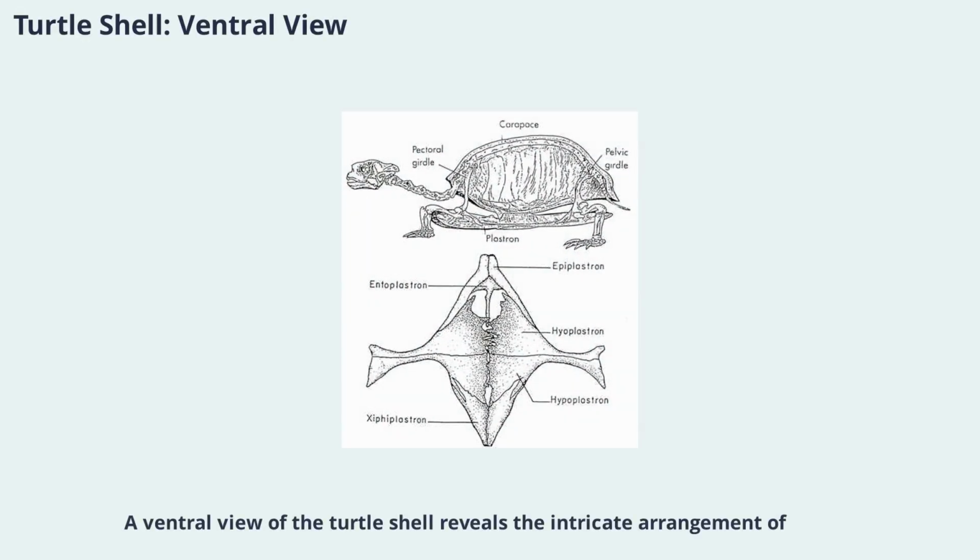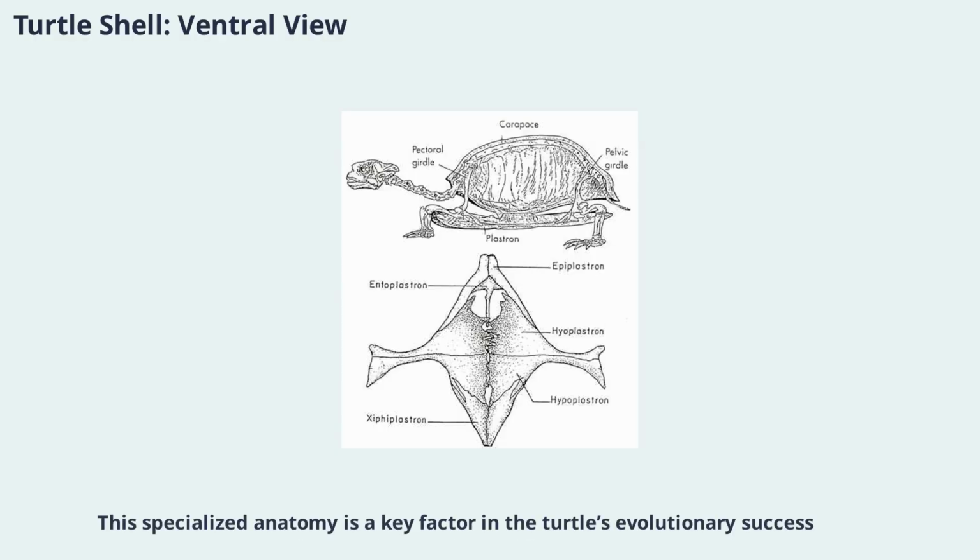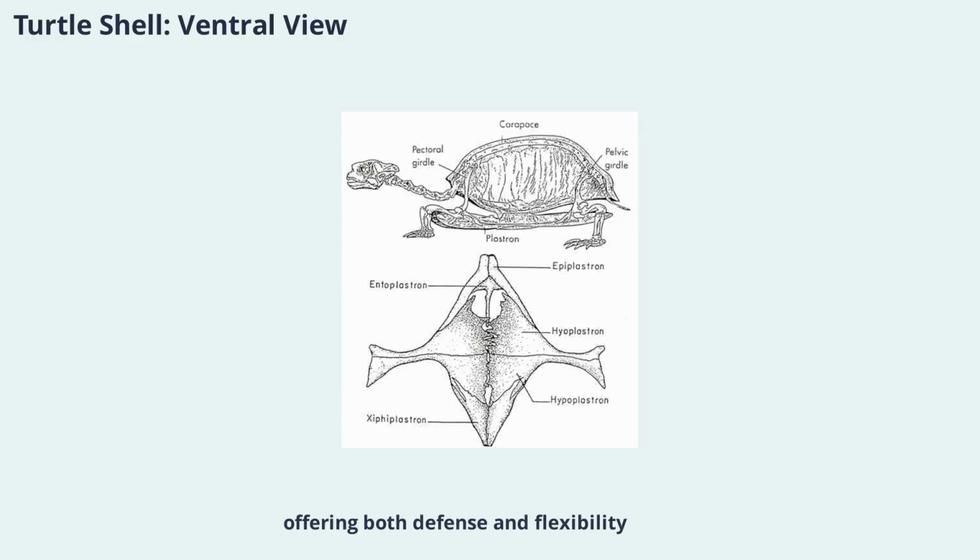Ventral view of the turtle shell reveals the intricate arrangement of bones that form the plastron and the bridge connecting it to the carapace. The outer ring of peripherals and the midline bones provide structural integrity, while notches allow for limb movement. This specialized anatomy is a key factor in the turtle's evolutionary success, offering both defense and flexibility.